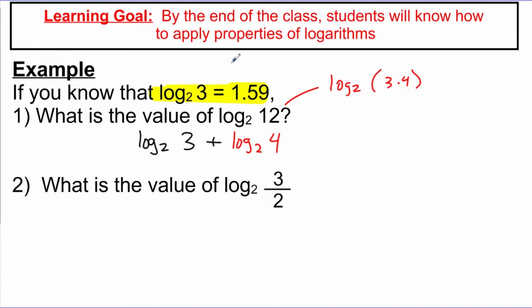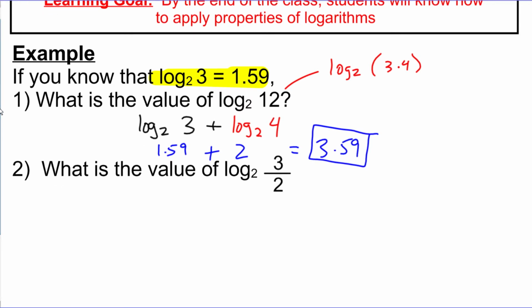The reason I did this is because the log base 2 of 3 is, they told us, 1.59. And the log base 2 of 4 asks, 2 to what power gives me 4? Well, the answer is 2. So this looks like it's about 3.59. So we can get an estimate. If I know some of those strange values that I don't know, I can maybe break it up and figure it out from there.